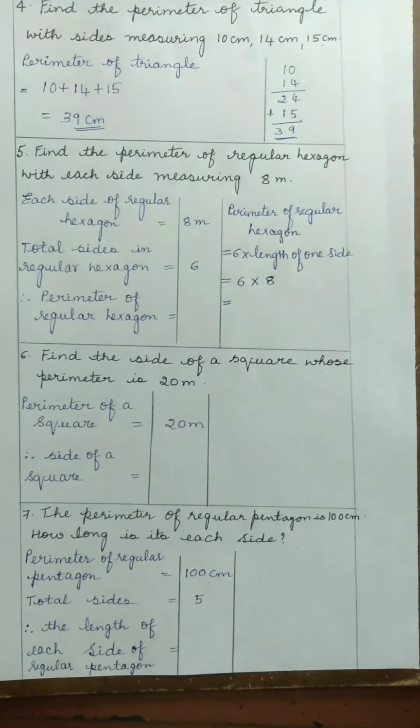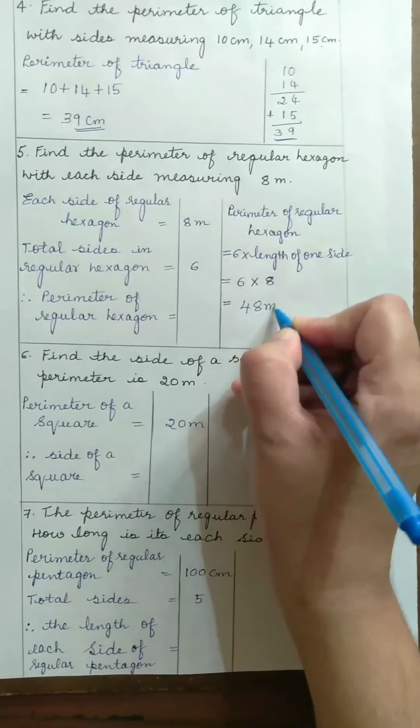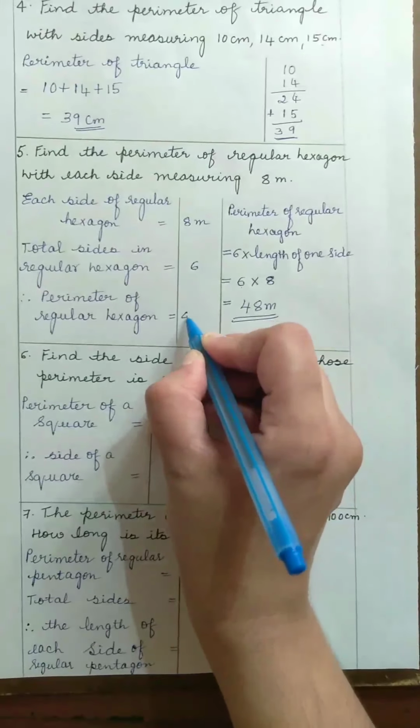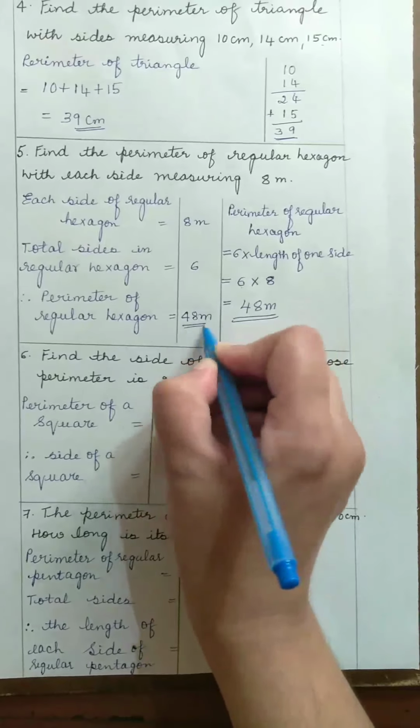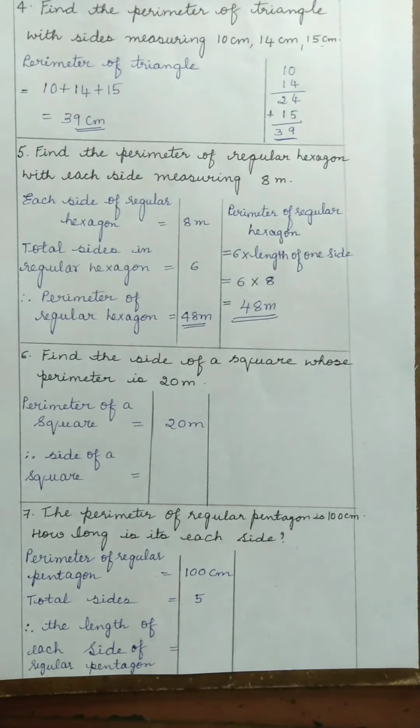6 into 8. Therefore, 6 sides are 48 meter. Therefore, the perimeter of a regular hexagon is equal to 48 meter. And this is the method to calculate the perimeter of a regular hexagon.